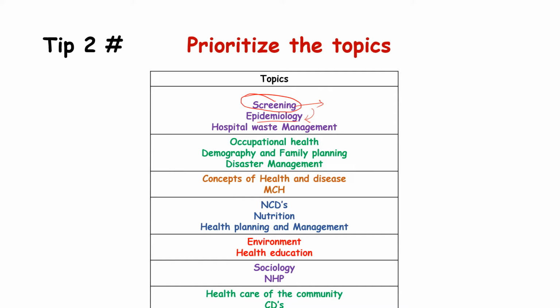Once you have started with a topic like epidemiology, it is a vast topic. I would suggest you to divide it into smaller sections and then read. If you get bored while reading epidemiology, you can always shift to a smaller topic like hospital waste management, which is also having equal weightage. In this way, you will have the confidence of completing two smaller topics while reading epidemiology. Also, you don't get bored. So this is the model plan I would suggest. You can always modify this according to your own convenience.